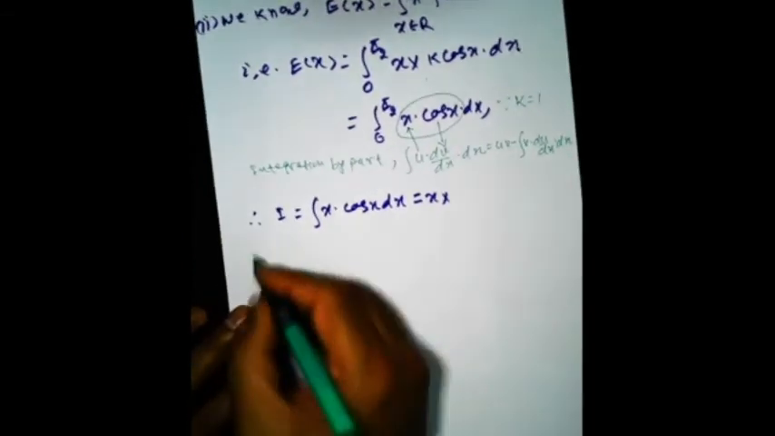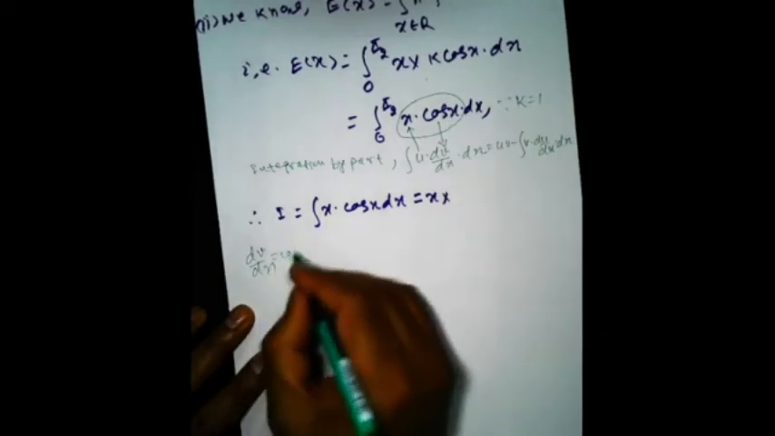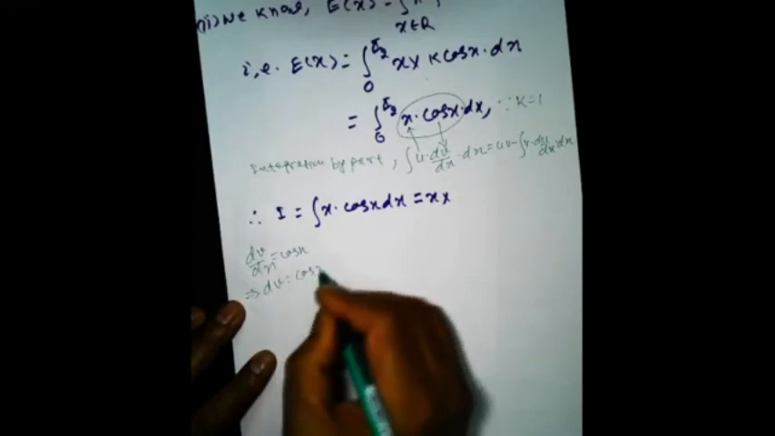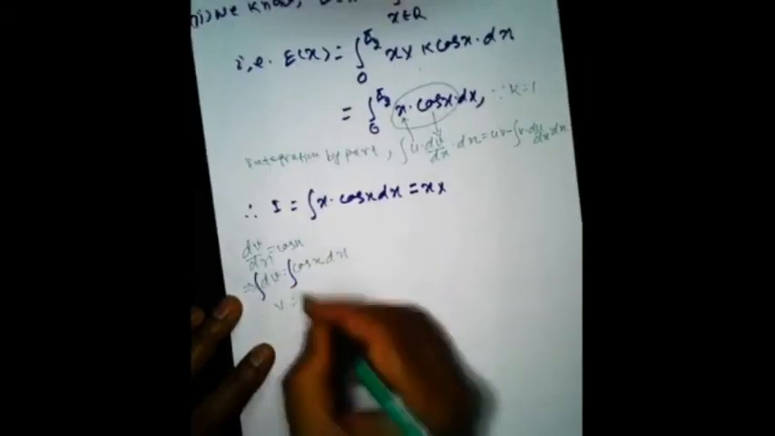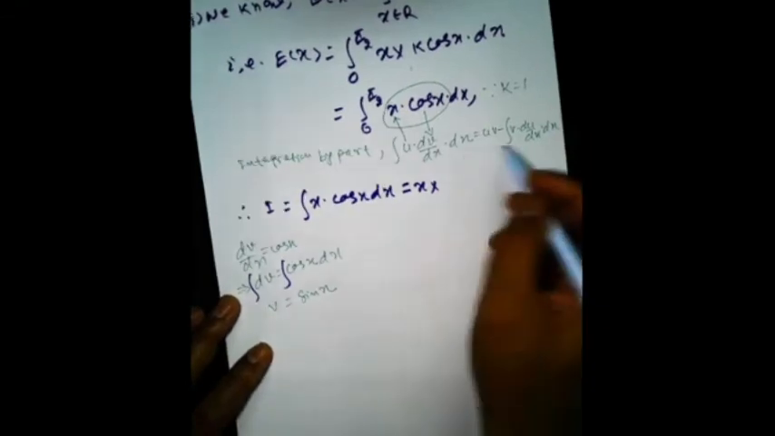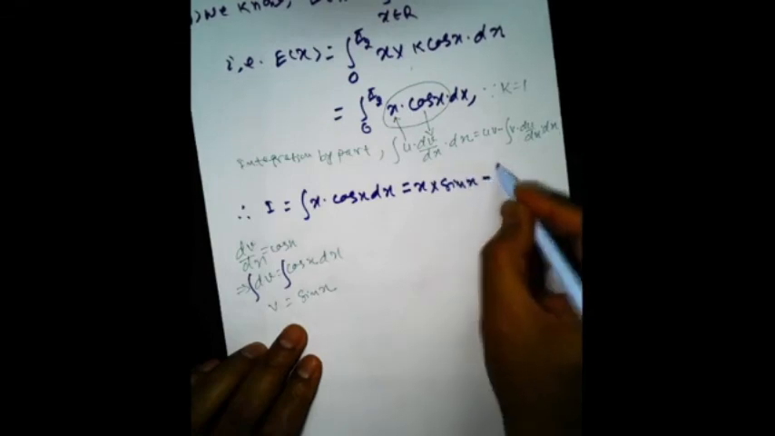If you find v, then first of all it is dv by dx. If you compare these two, then dv by dx equals cos x, and then dv equals cos x dx. Now integrate both sides: the integration of dv will be v, and the integration of cos x will be sin x. So in place of v we write sin x, and then it is minus, again sin x times du by dx.